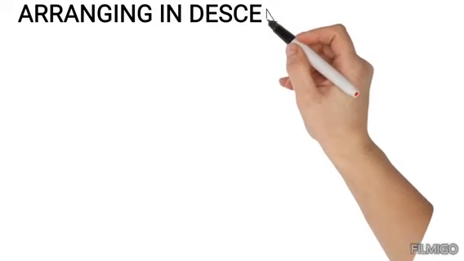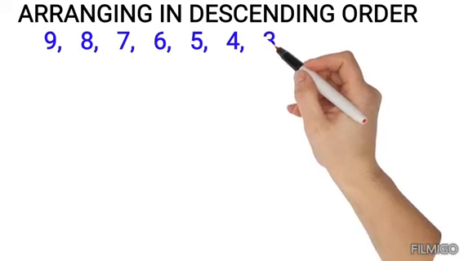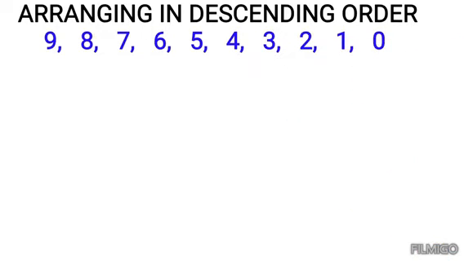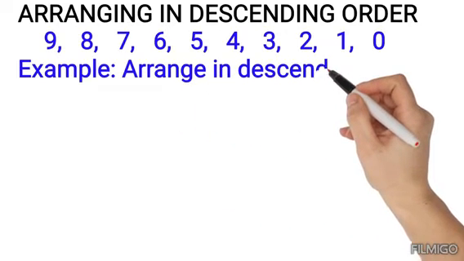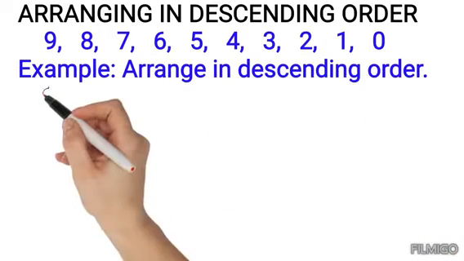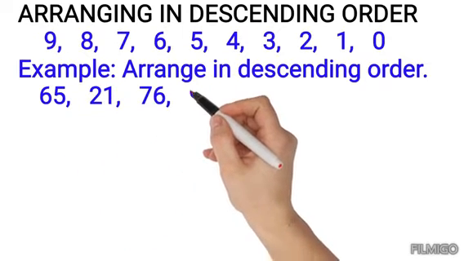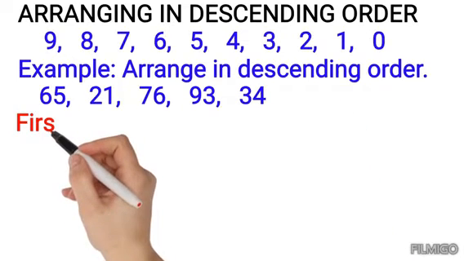Now let's go to arranging in descending order. We start with 9 and we keep moving. We have 8, we have 7, 6, 5, 4, 3, 2, 1 and 0. Remember, we counted backward and not forward. Look at the first example. We should arrange in descending order 65, 21, 76, 93 and 34.